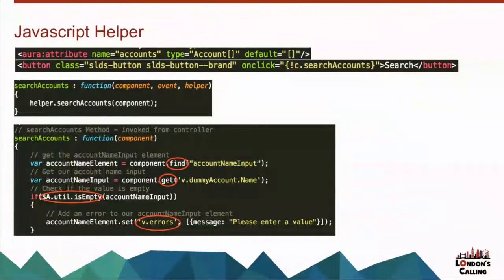Okay, so if it is empty, we want to put a message back to the user against that input field to say, please enter a value. Because we've already pulled the element out, which is what we did using that component.find, there is a standard attribute in the UI namespace called errors. To set that attribute directly, we can just reference v.errors, and then we can pass in a collection of our messages. So that's just please enter a value. The moment we do that, the UI will instantly redraw itself. We don't need to use any re-renders or anything like that.